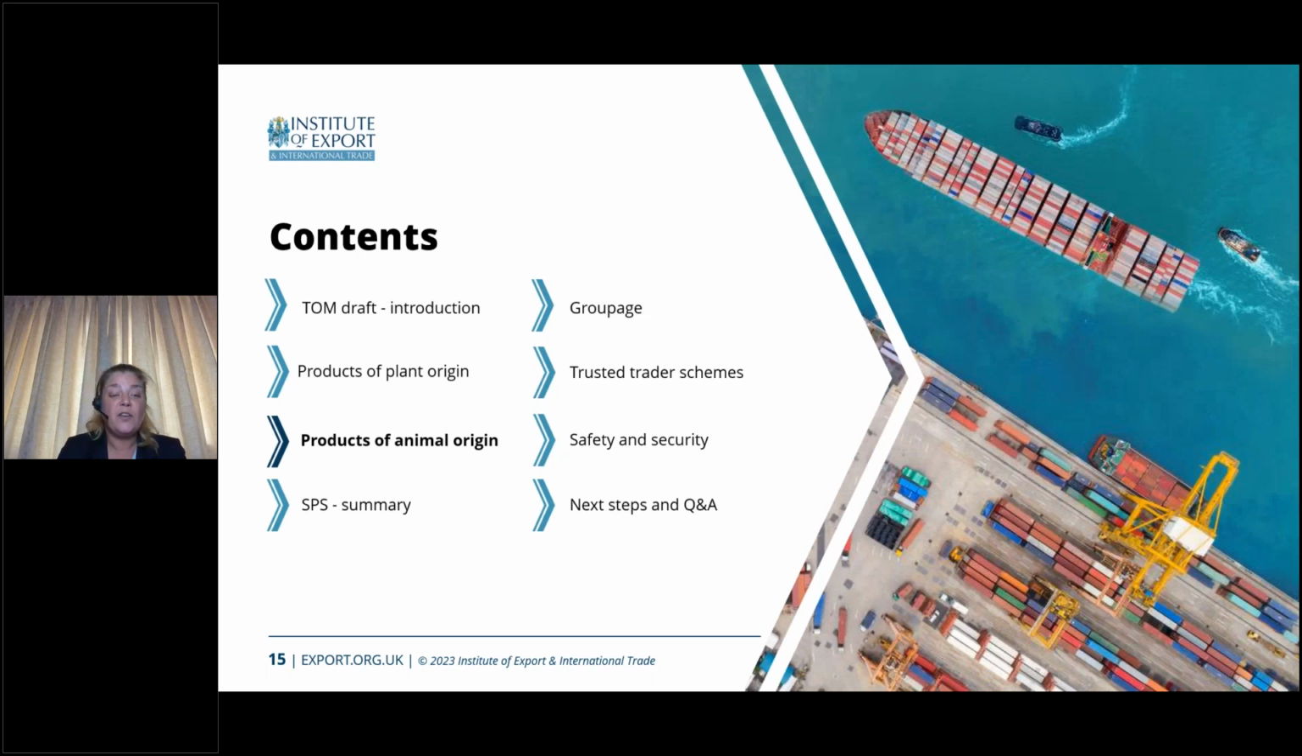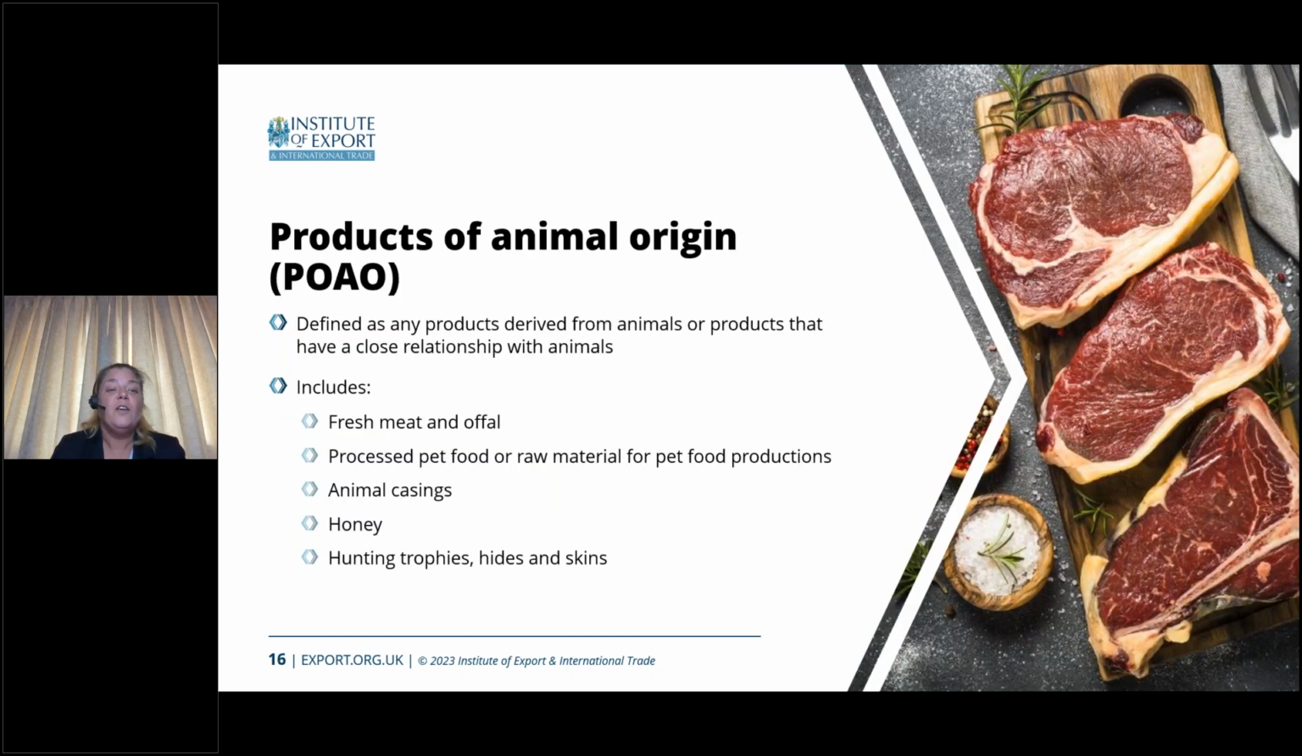So now we're going to look at the products of animal origin, where there are differential changes between products of plant origin. So here we have the products of animal origin. So we will look at dairy, which is included on the next slide, but we also need to be aware that this could be anything that is processed products, and therefore anything that is going into the human chain or for human consumption. All of these items come under products of animal origin.